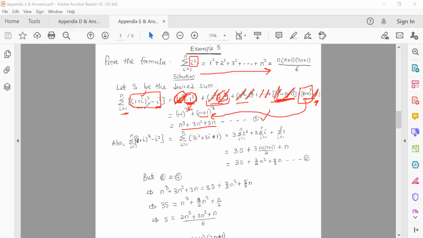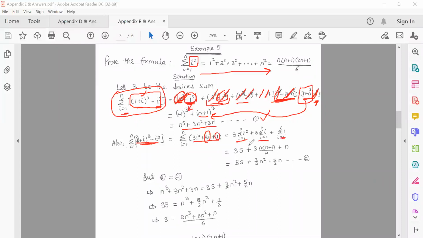Another way of simplifying this whole thing here is by using what we know already. So 1 plus I cubed minus I cubed. If you expand this and you simplify, you end up with something like this: 3I squared plus 3I plus 1. And if you remember well, the distribution rule says that I can take the sum of each of these terms separately. So I have 3 times the sum of I squared. For the second one, you have 3 times the sum of I, and it's just 1 there, so it'll just be the sum of a constant term, which is 1.